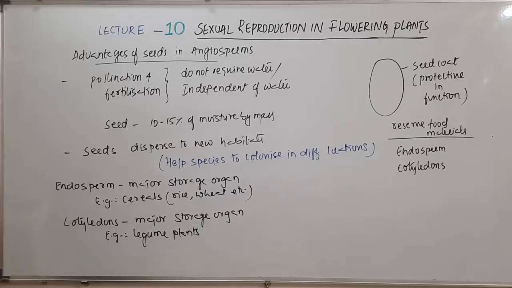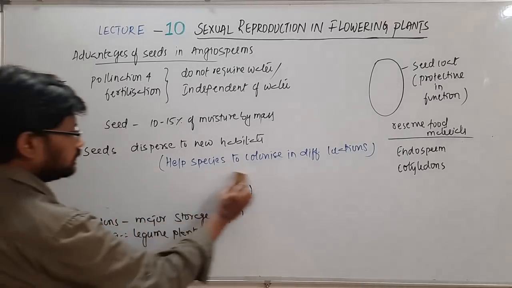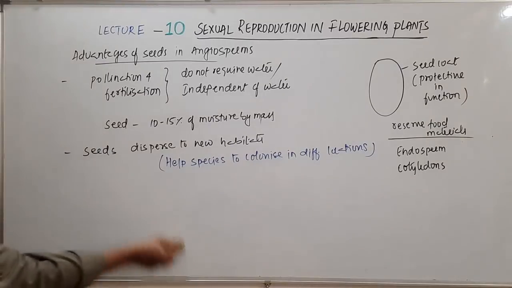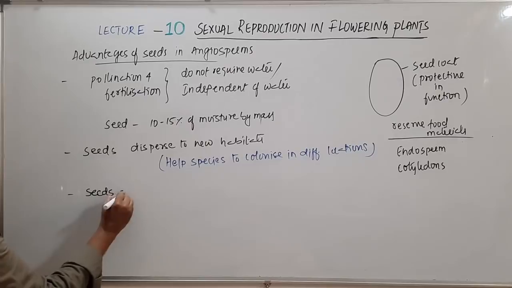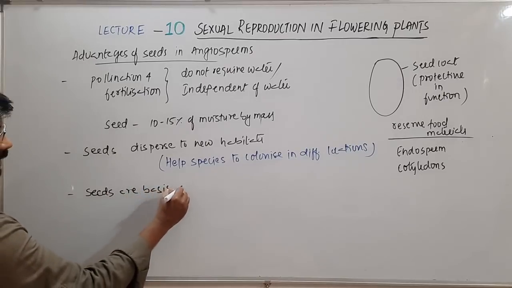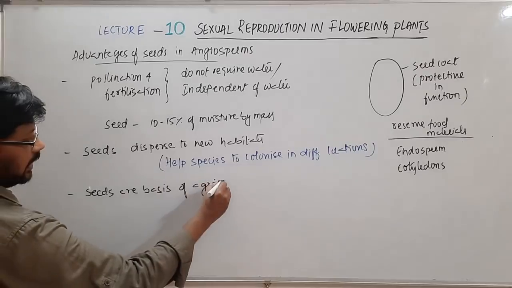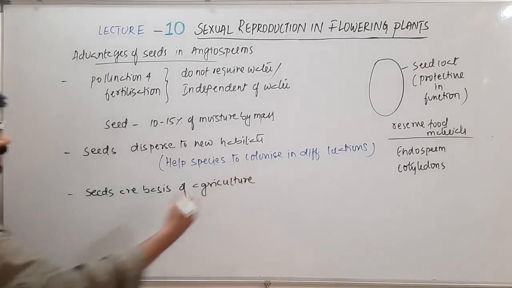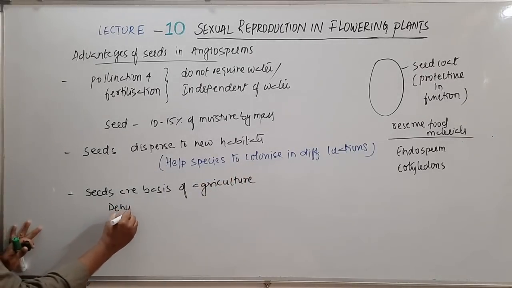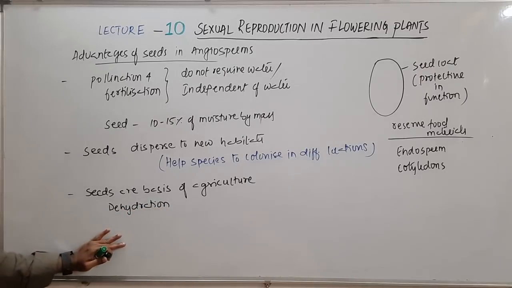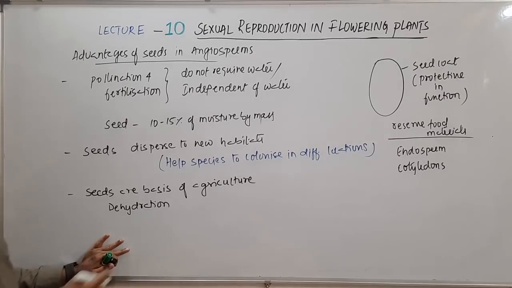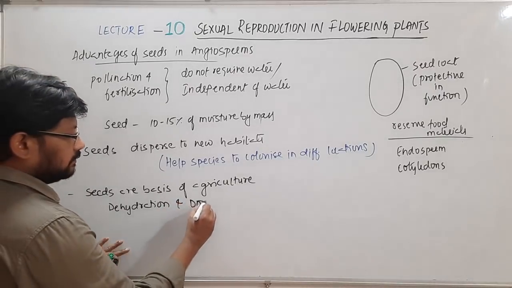Okay, so seeds are the basis of agriculture, right. And the process of dehydration, that is, making it with less water, or removing the water, is what we call dehydration, and dormancy.